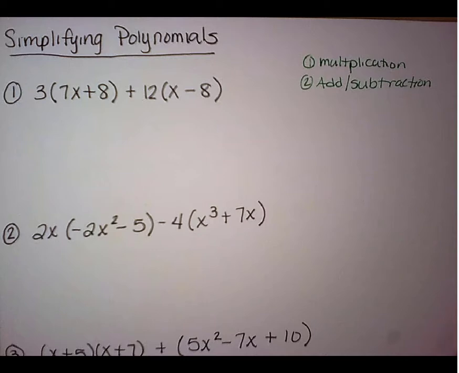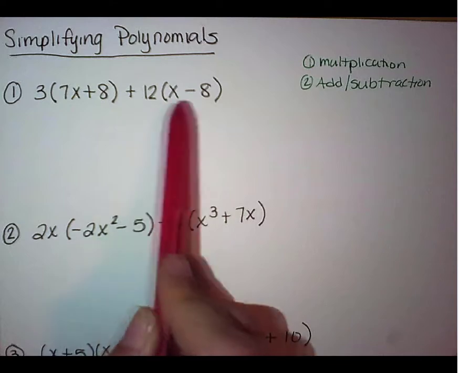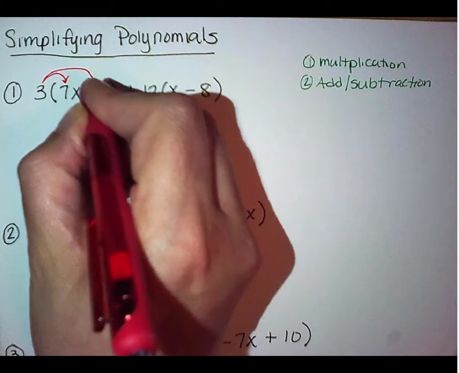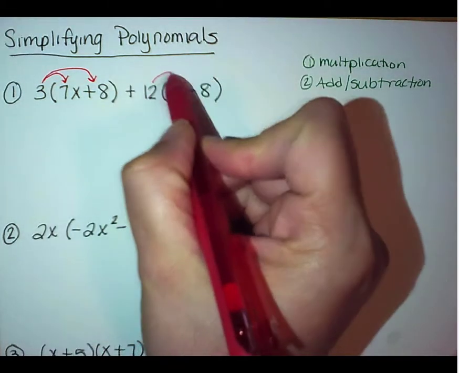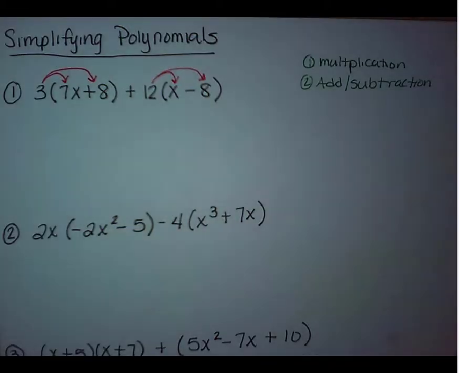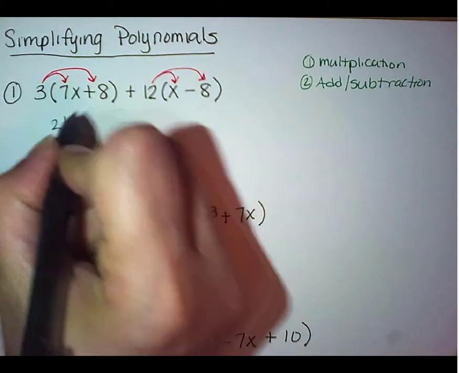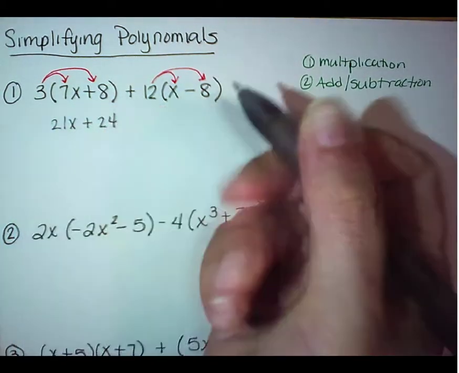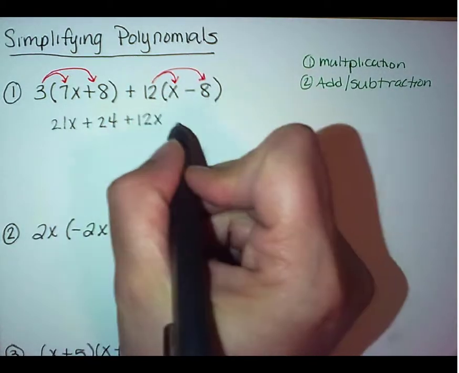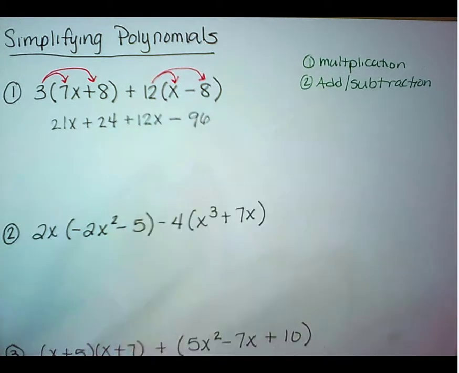So if we look at this first example, we're doing 3 times (7x plus 8) plus 12 times (x minus 8). The first thing we want to do is distribute this 3 to the 7x and to the 8, and then we want to distribute the 12 to the x and the negative 8. When we do that, that is going to give us 21x plus 24, plus 12x, and 12 times negative 8 is going to be negative 96.